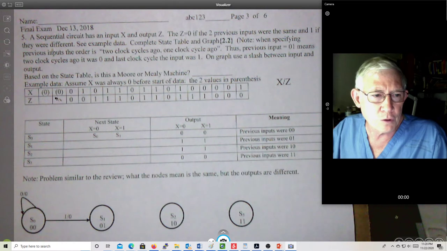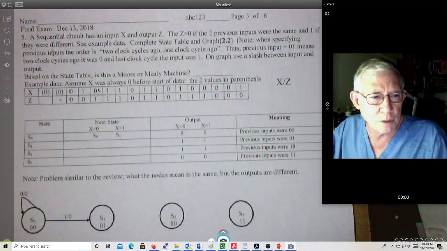So the first 0 we get is these two previous inputs. The next 0 we get is these two previous inputs. And then finally, we get a 0, and now these two previous inputs, 0, 1, are clearly different, so we output a 1. Now we get a 1, but the two previous inputs were 1, 0. That's also different. That's a 1. Here we get another 1, and the two previous are 0 and 1. They're different, so we get a 1.